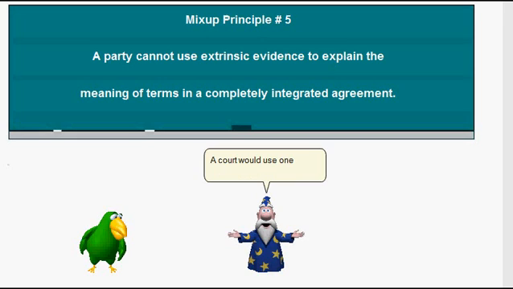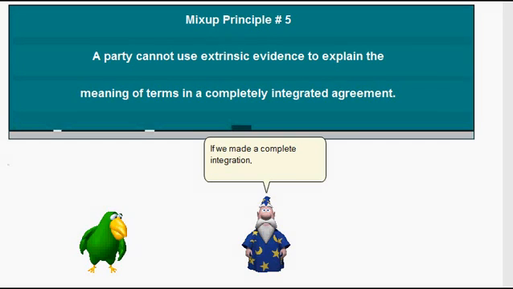A court would use one of two tests to decide. Courts traditionally used the four corners test. They asked whether the agreement looked complete. But now some courts look at all circumstances to decide. But whatever test used, the final result is the same. If we made a complete integration, extrinsic evidence cannot be used. He cannot testify what he thought the word indemnify meant. You see, it isn't so difficult after all.